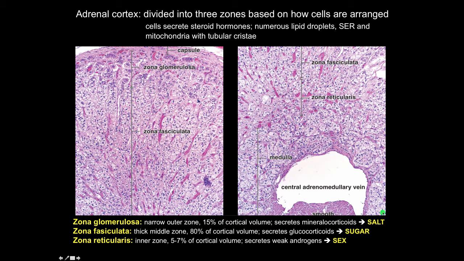So there's a rubric that you can think of in relation to the function of the different regions of the cortex of the adrenal. You can think of the rubric salt, sugar, sex. Zona glomerulosa secretes mineralocorticoids. Zona fasciculata secretes primarily glucocorticoids. Cells of the zona reticularis secrete primarily weak androgens.